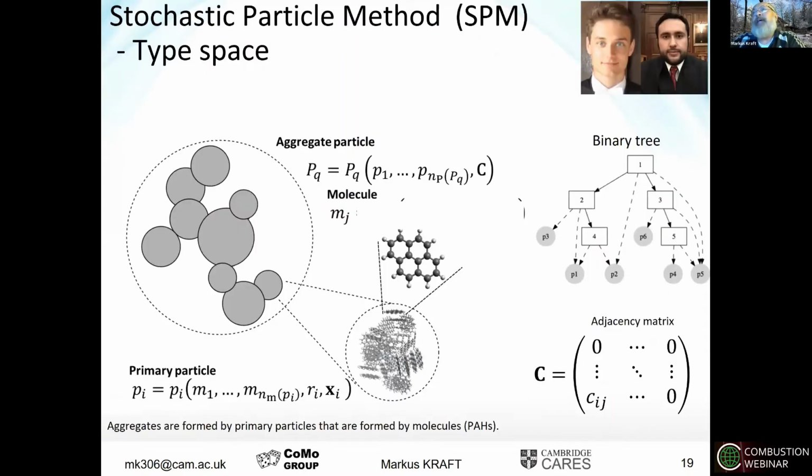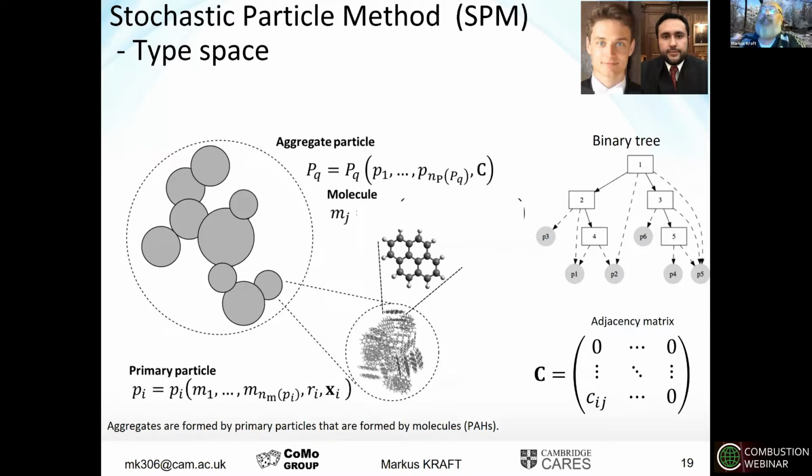So the first and most important contribution of my research group is the development of the stochastic particle method. And this represents soot particles in unprecedented detail. We start describing the particle's type space, that is the mathematical representation of what a soot particle is.